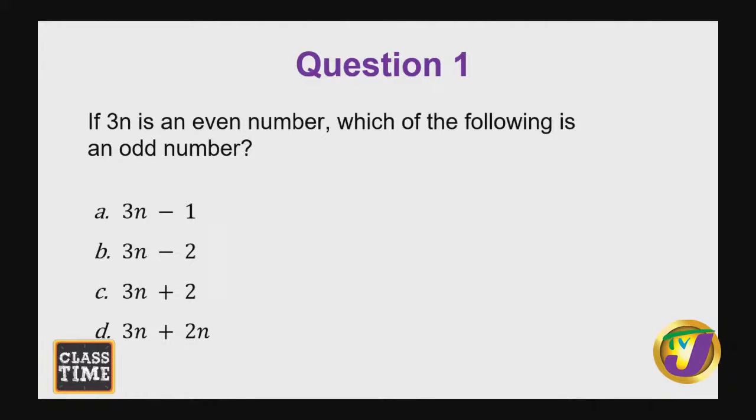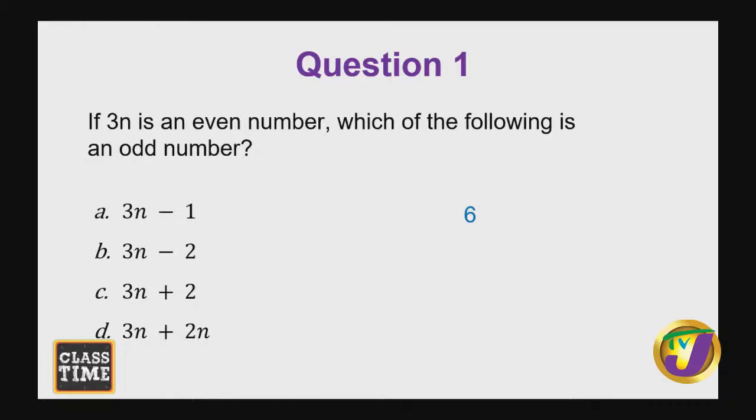Okay, so what I'm going to do, I'm going to start with an even number. Because they say 3n is an even number, any even number. So I'm starting with 6 as my even number. And I'm going to follow through with the options to see which of these options will result in an odd number. That is my strategy that I'm going to use. I'm going to work backwards.